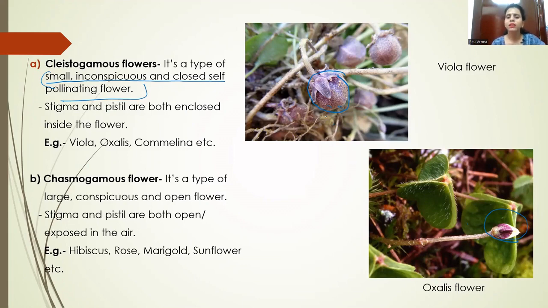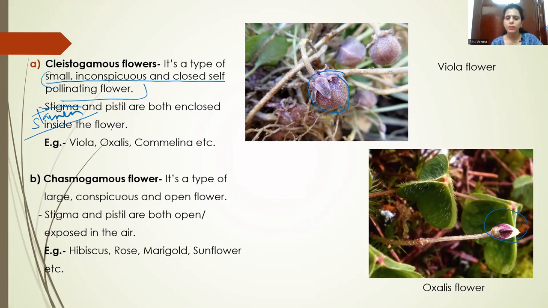And stamen and the pistil, they both are enclosed inside the flower. Hence, as stamen and pistil are both enclosed inside the flower, there is only one possible option left for the pollination, and that is self-pollination. So cleistogamous flowers are small, inconspicuous and closed. And second, the stamen and the pistil both are enclosed inside the flower. Hence only self-pollination can take place in cleistogamous flower.